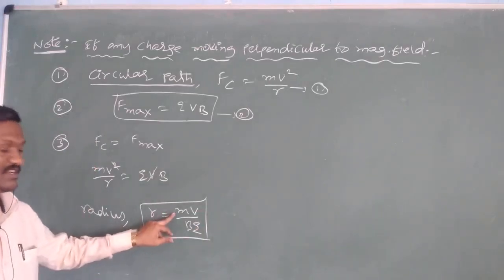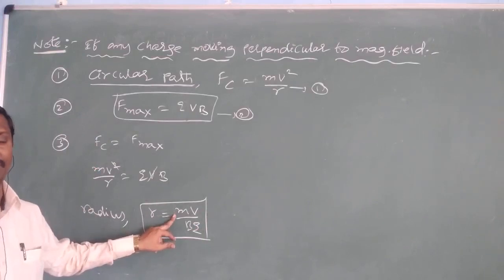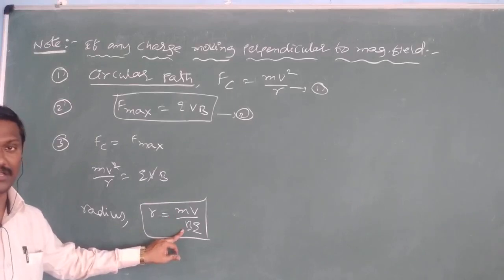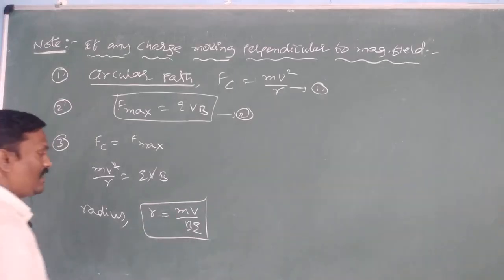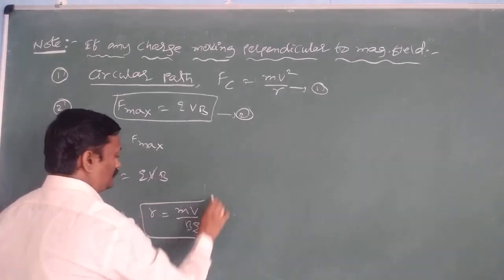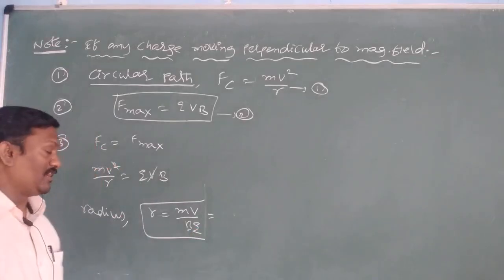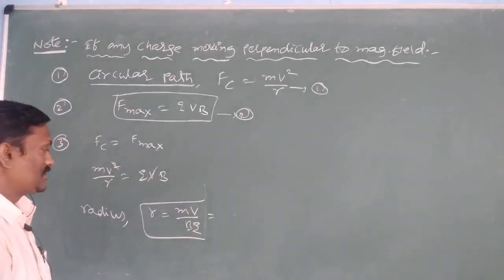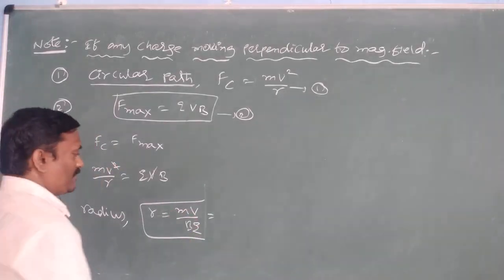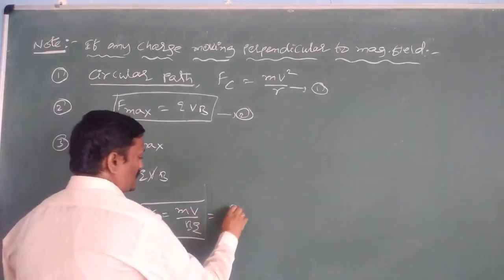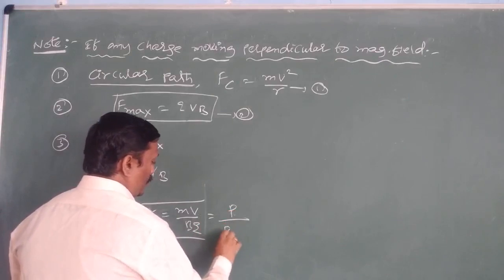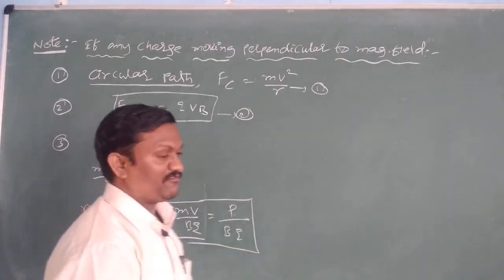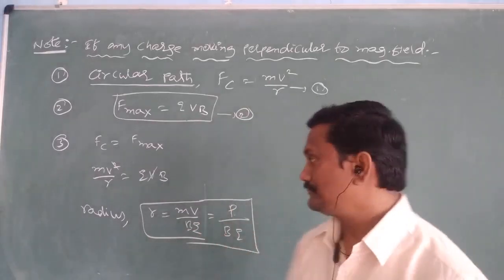Here m means the mass of the charged particle, v means speed, B means the strength of the magnetic field, and q means the strength of the charge. Or it is also equal to, we know the product of mass and velocity is called momentum, so the expression for radius in terms of momentum is p by Bq. So that is the expression for the radius of the circular path.